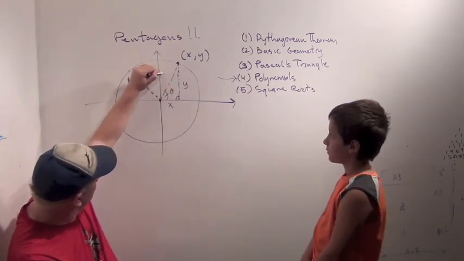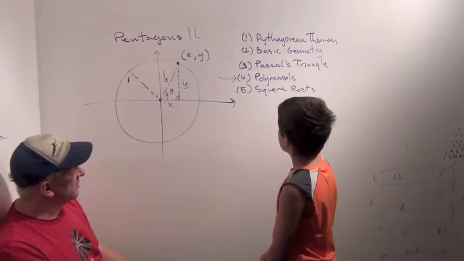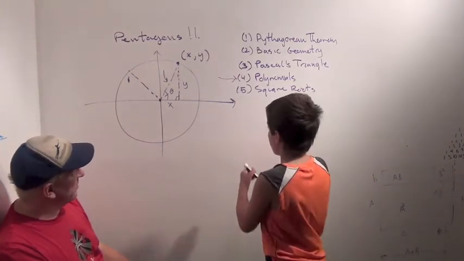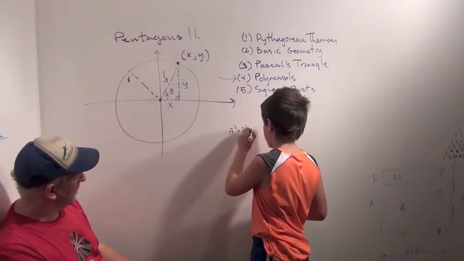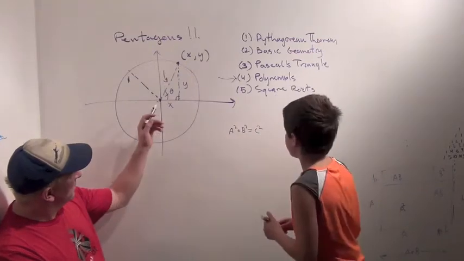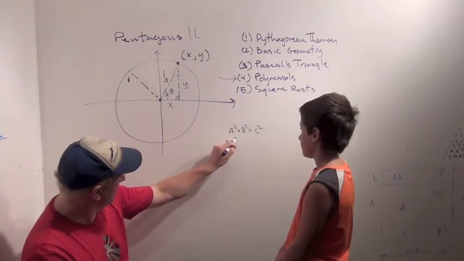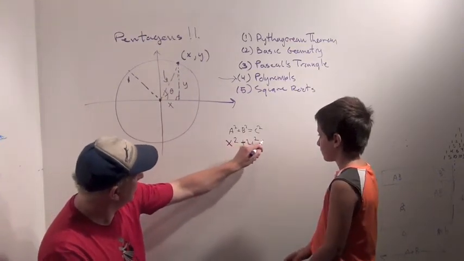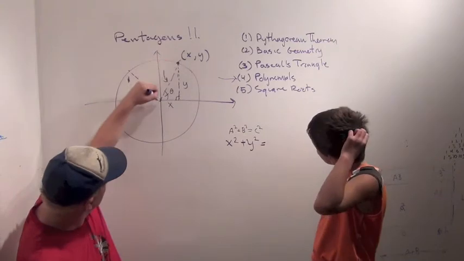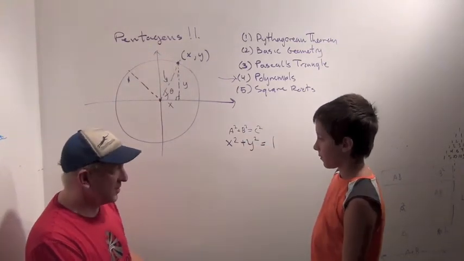How do I find out how long the hypotenuse is here? What math do I use? The Pythagorean Theorem. What does the Pythagorean Theorem say? Well, it says a squared plus b squared is c squared. So one side has length x, so that's going to be x squared. The other side has length y. That's going to be y squared. And how long did I say the hypotenuse is? How far is this point from the center? Well, 1 squared.